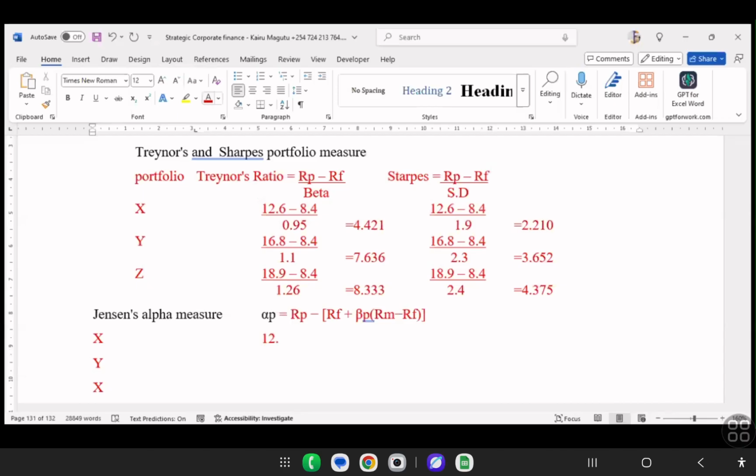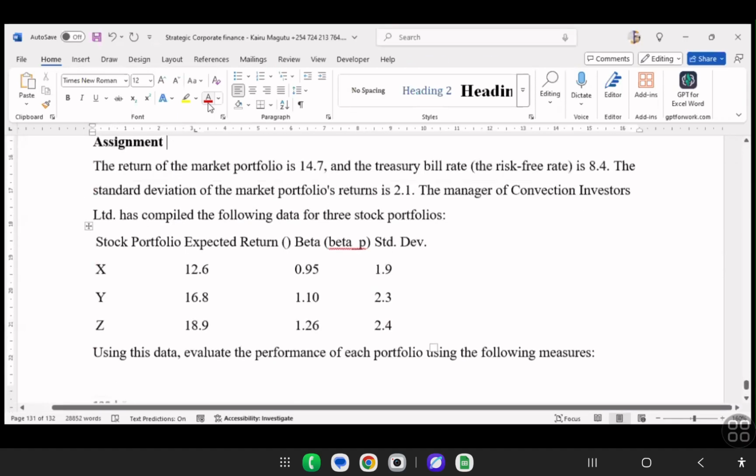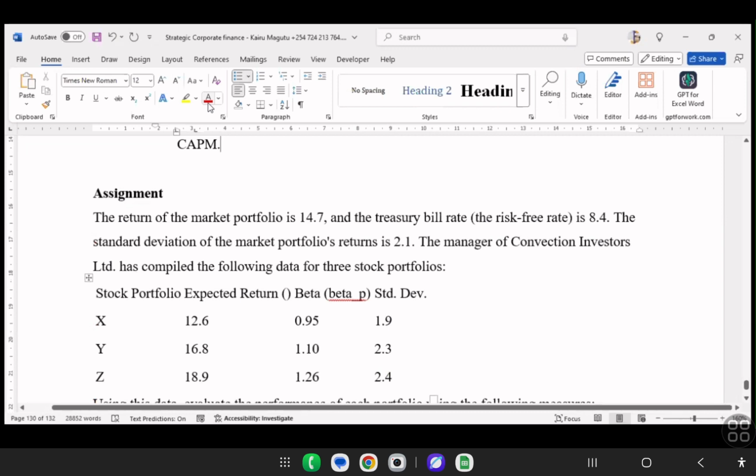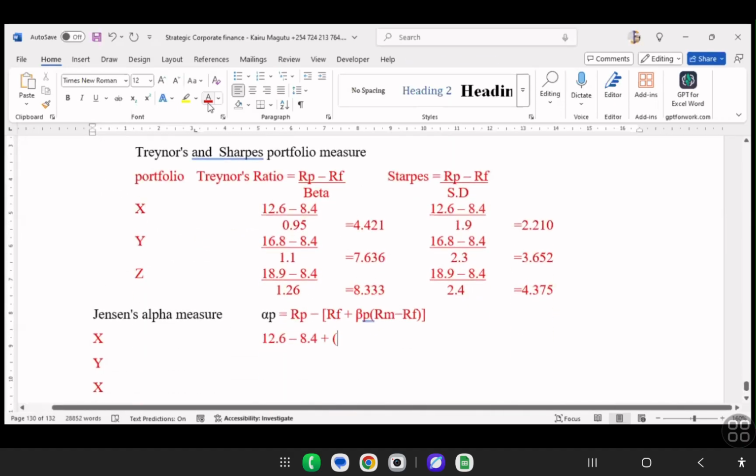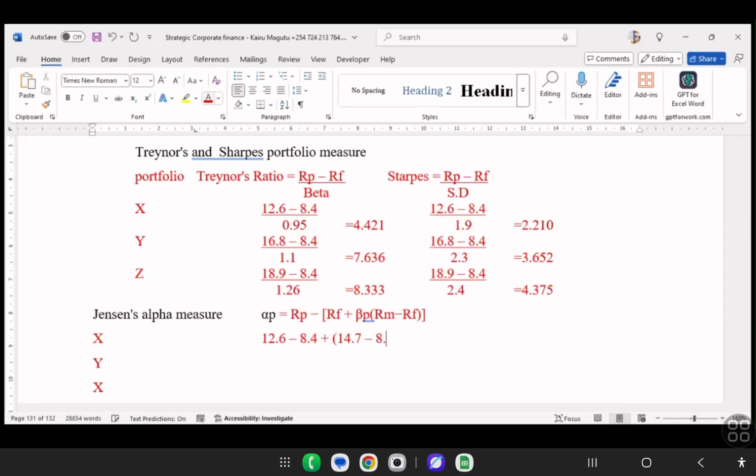This one we are talking of 12.6 minus risk-free rate, which was 8.4, plus the expected return of the market. We are told that the return of the market portfolio is 14.7. Standard deviation of the market portfolio is 2.1. 14.7 minus 8.4. This one we multiply by the beta factor. The beta factor is 0.95.